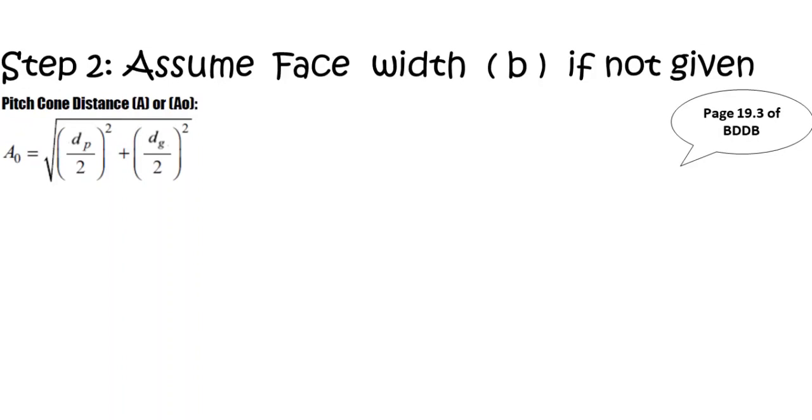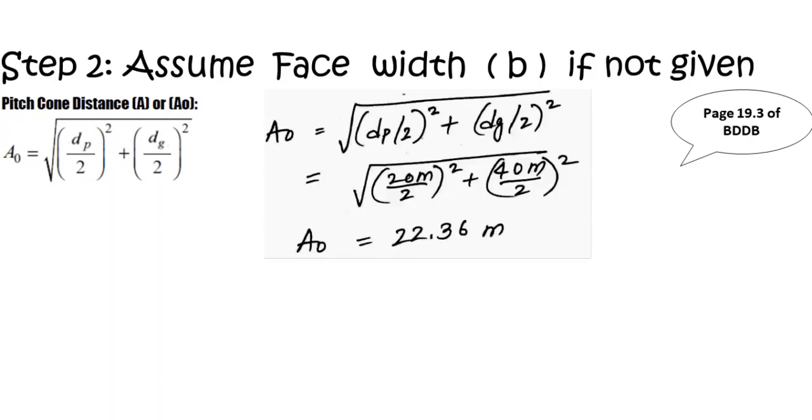First you have to find the pitch cone distance, which is the square root of (DP by 2) whole square plus (DG by 2) whole square. DP is the pitch circle diameter of pinion, DG is the pitch circle diameter of gear. So we have DP as 20 module and DG as 40 module. So you will get A0, that is your pitch cone distance, as 22.36 module.